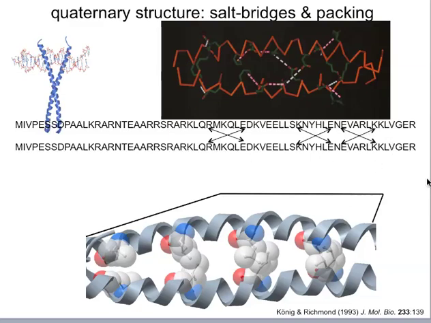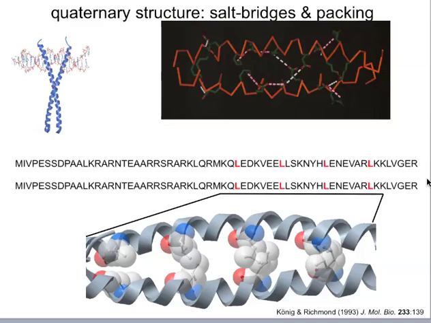But that's not all. There's also the leucine zipper. And here's the sequence again. I've taken away the salt bridges and I've highlighted the leucines, and we see that every 7 residues or so in this region of the molecule, there are leucines that form intimate hydrophobic interactions, again, across strands. So highly stabilizing interactions. If you want to read more about the details of that structure, you can look here.